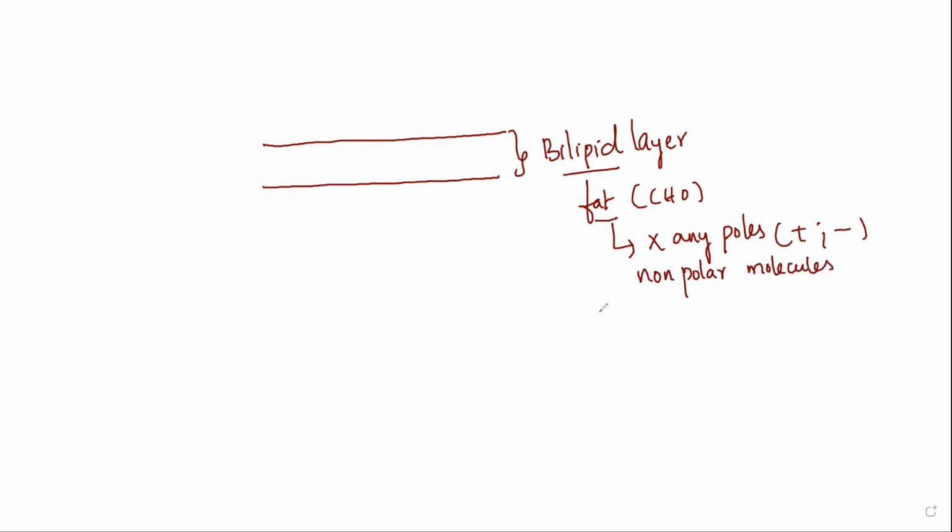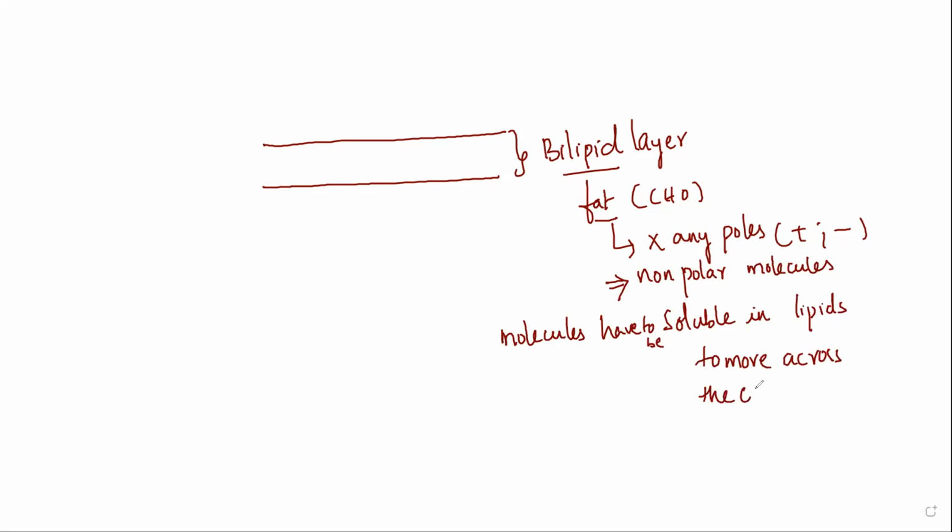Okay, so to move something across the bilipid layer, they have to be soluble. Let me write this for you. Molecules have to be soluble in lipids to move across the cell membrane. This is a rule because these are non-polar. So non-polar molecules which are soluble here can only move across the bilipid layer.